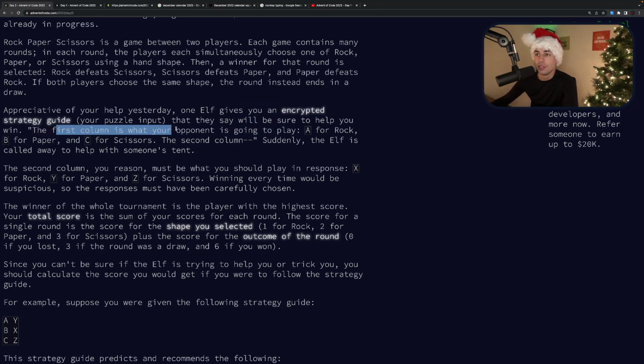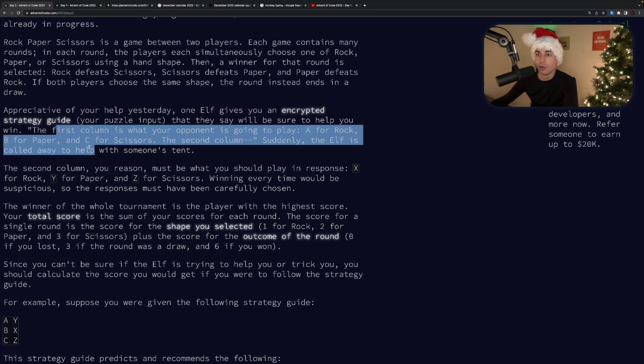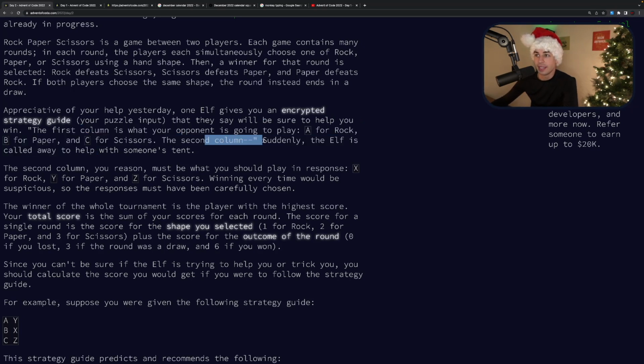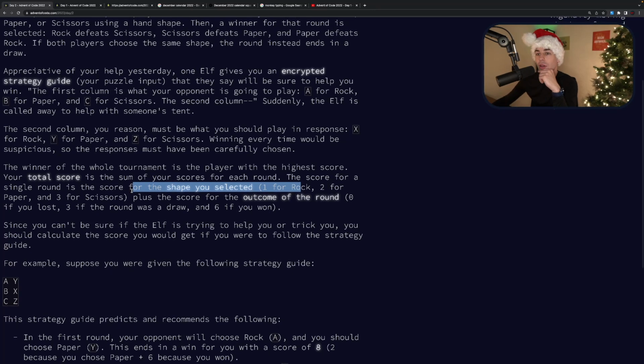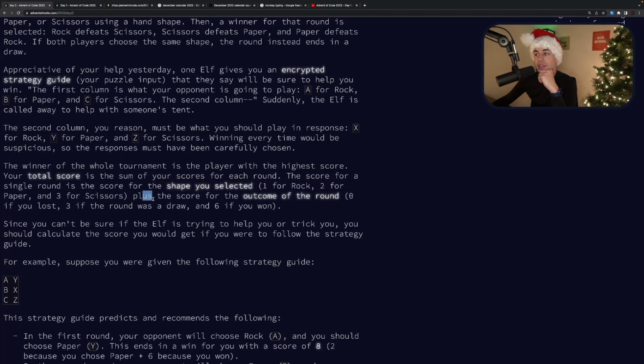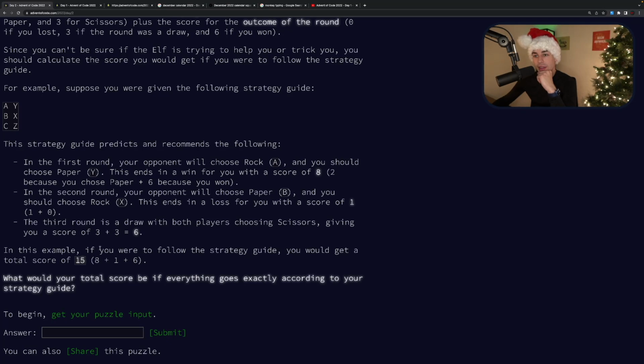The first column is what your opponent is going to play. A for rock, B or C. The second column, suddenly the elf is called away. Okay. The second column, you reason, must be what you should play in response. X for rock, Y for paper, Z for scissors. So you get 1 for rock, 1, 2, or 3, plus the outcome, 0, 3, or 6. So in this, what's your total score if everything goes according to plan?